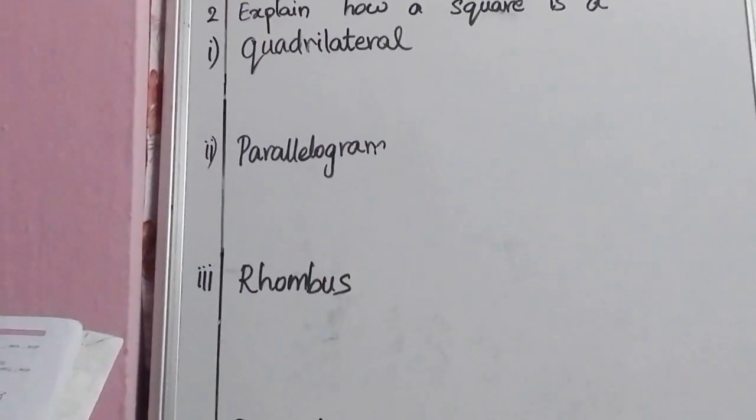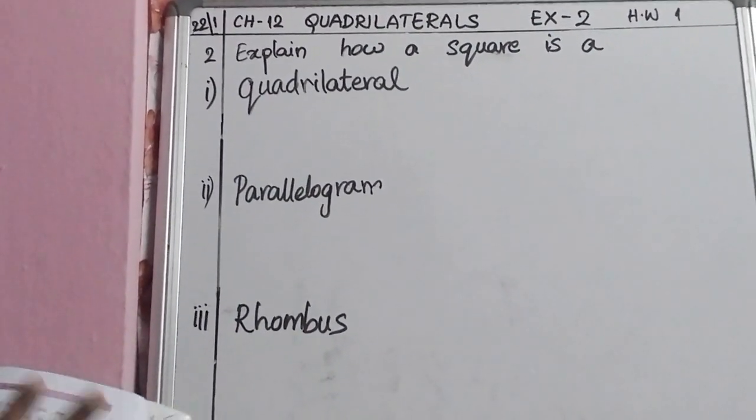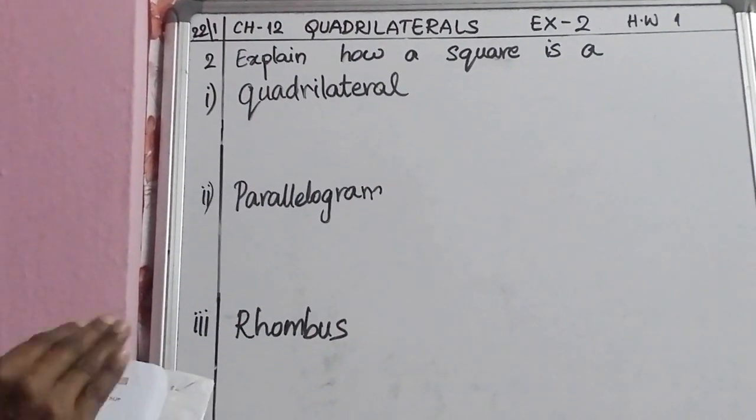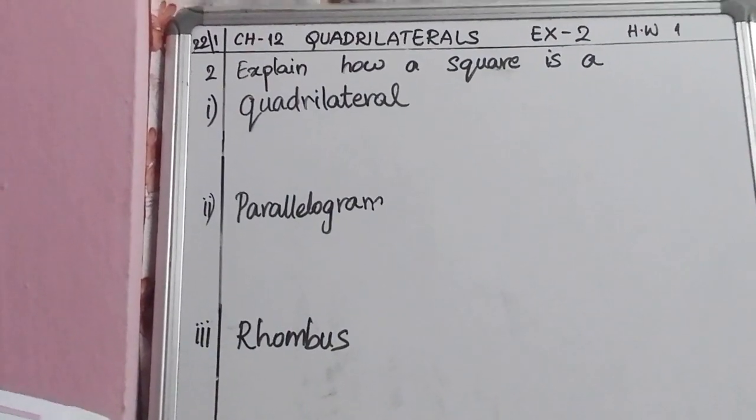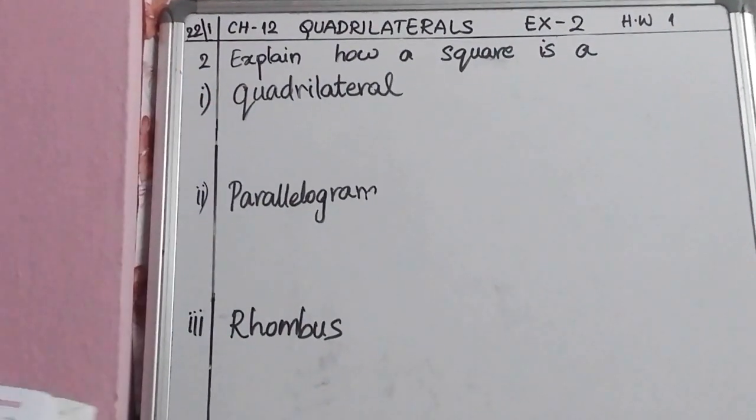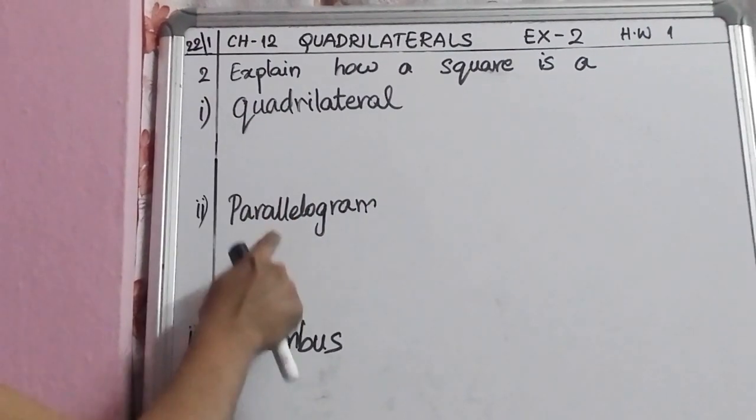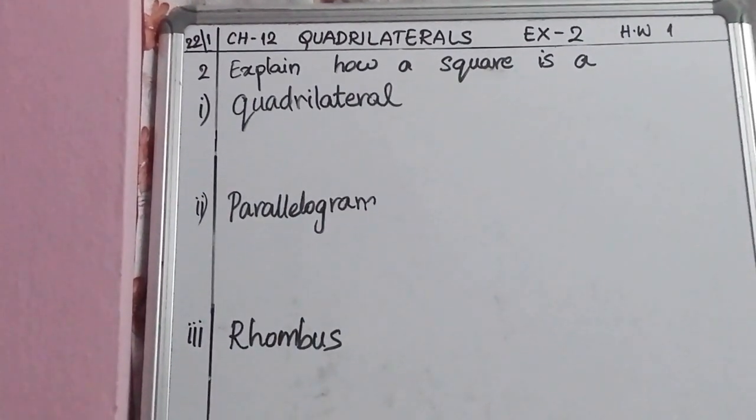Okay children, let us start exercise 2. The first question is writing whether it is true or false. If you have understood all the properties of the types of quadrilaterals, then it is easy for you. You do it as homework. Now let us do the second one, which is explain how a square is a quadrilateral, it is a parallelogram, it's a rhombus, and it's a rectangle.